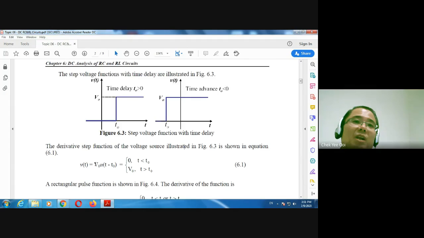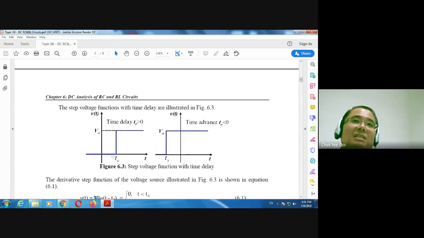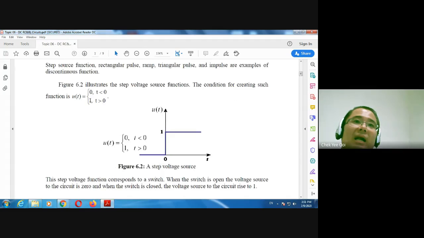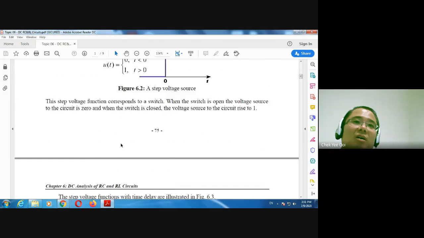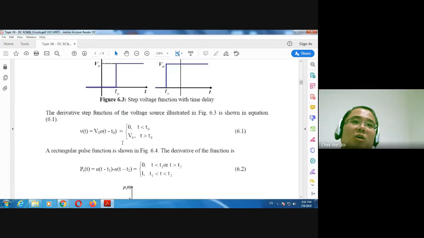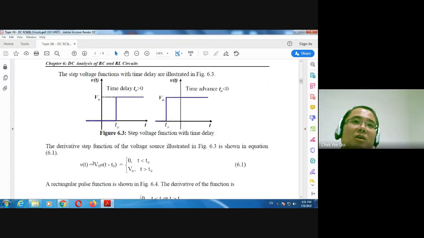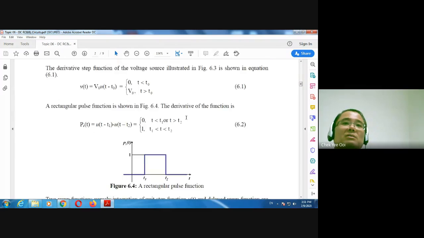So with V0, the step function unit is 1. With V0, it is 1 times V0, so the magnitude is V0. A rectangular pulse can be formed by two step functions, with T1 here and T2 here. This is the rectangular pulse formed by two step functions.